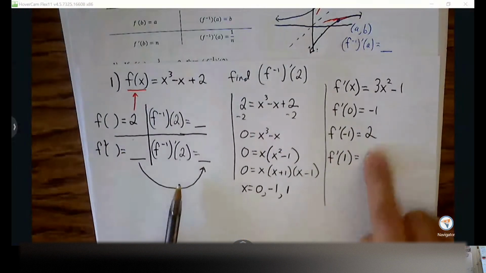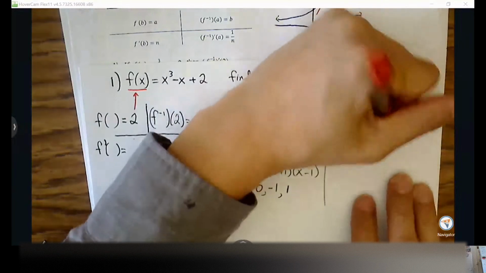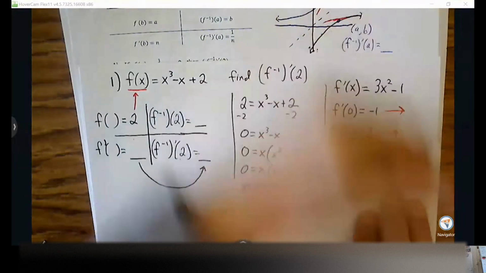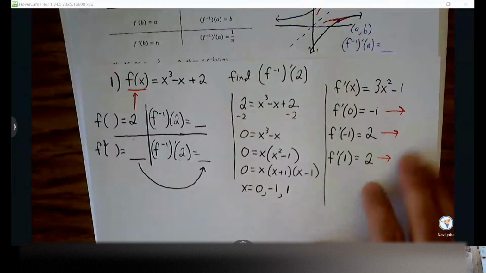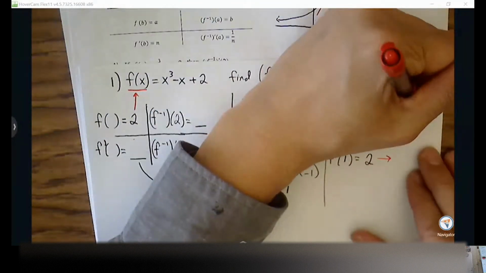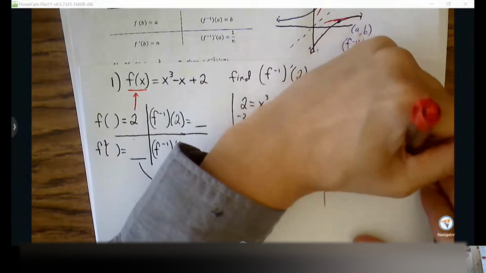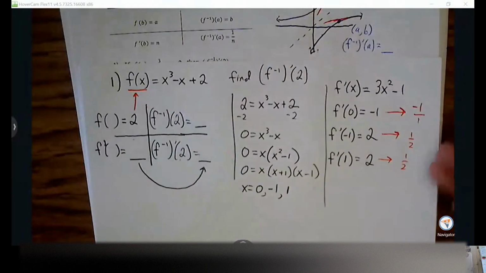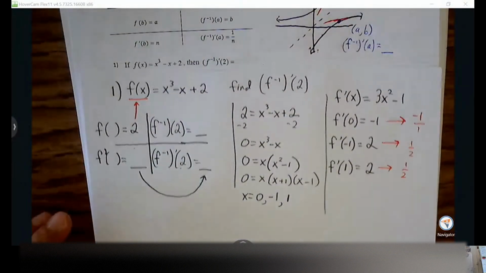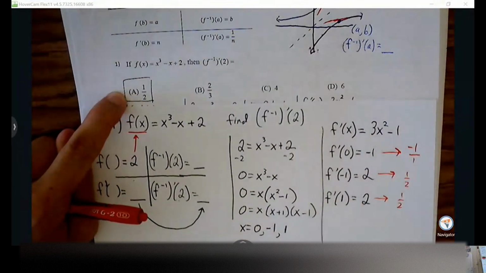And I know that whatever slope I find on the f side, what's the relationship on the inverse side? Yeah, just flip it, right? So -1/1 is still -1. This becomes 1/2, and this is 1/2. So our answer should be either -1 or 1/2, just depending on what shows up. And it looks like 1/2 is going to be our answer choice that shows up.